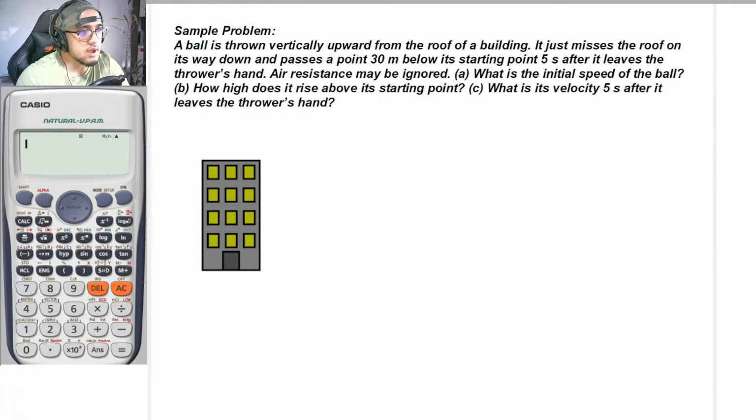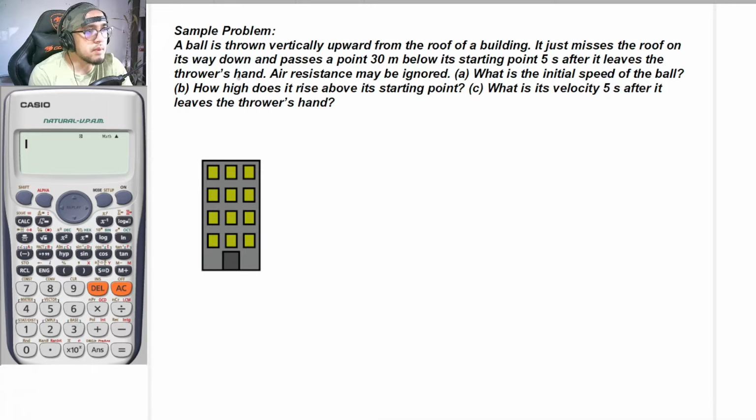So this is for our example. Okay, so let us have this last example for this video. In this example, a ball is thrown vertically upward from the roof of a building. It just misses the roof on its way down and passes a point 30 meters below its starting point 5 seconds after it leaves the thrower's hand. Air resistance may be ignored, and these are the questions.